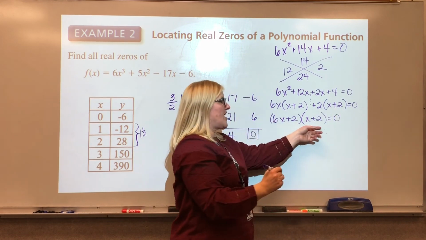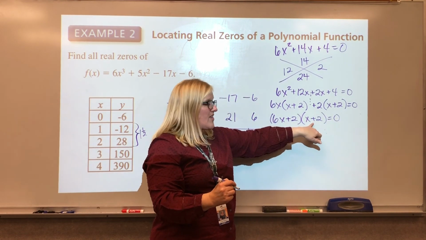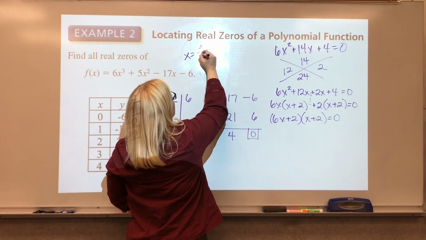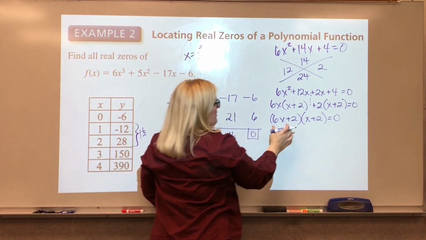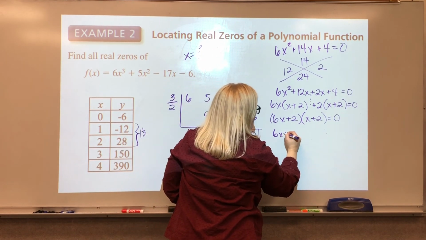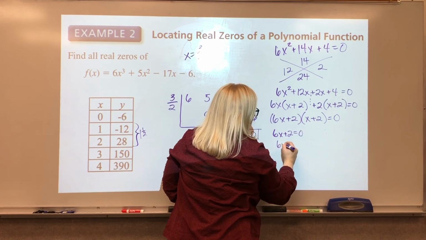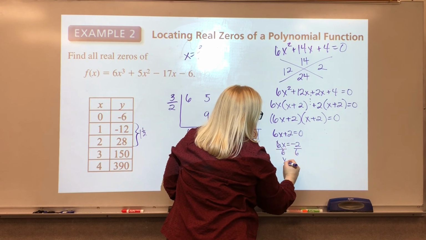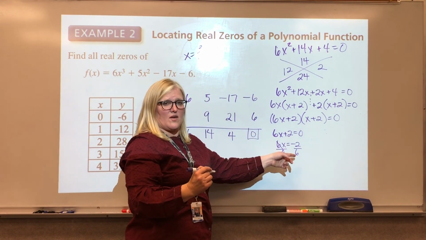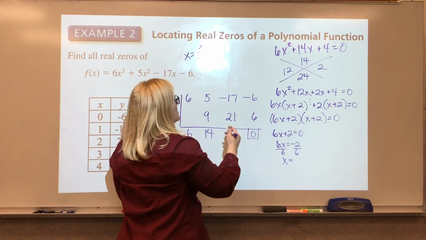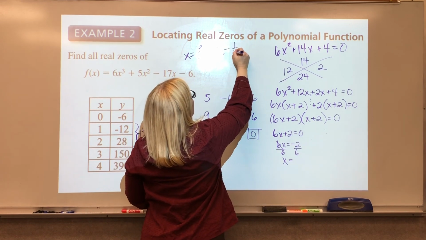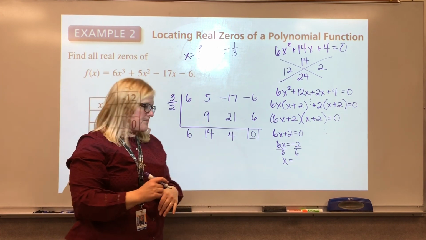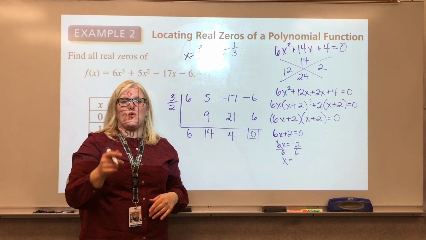So this is where I'm going to find my other two zeros. Well, one of them is negative 2. So my zeros are 3/2, negative 2. And if I set this one equal to 0, I get x equals negative 2/6, which if I simplify, I have negative 1/3. So these are all of my zeros of this polynomial. Okay, we will go on with more in the next video.